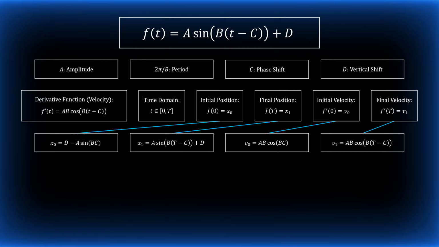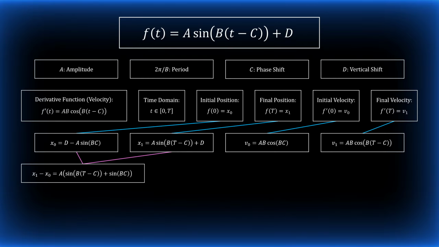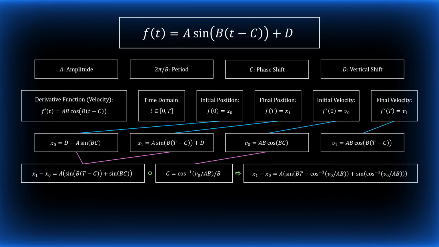So if we subtract the initial position from the final position, we can at least eliminate D. We can solve the initial velocity for C. It has inverse cosine, but better than nothing. And then if we compose those, we get an expression for the difference in the positions that only depends upon A and B. Now, unfortunately, we can't explicitly solve this for A or B, but hey, at least we're down to 2 parameters.